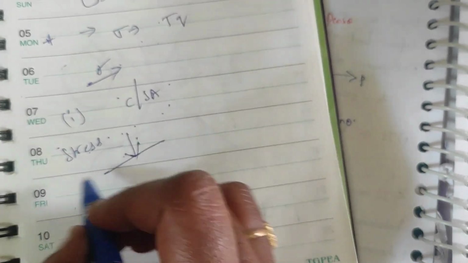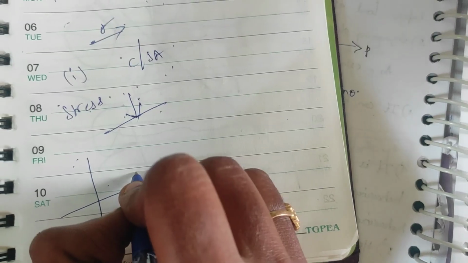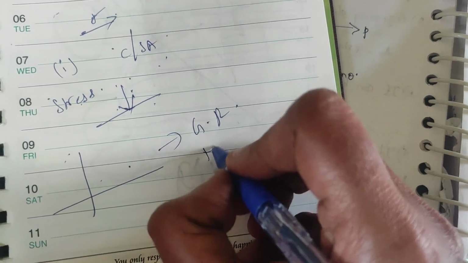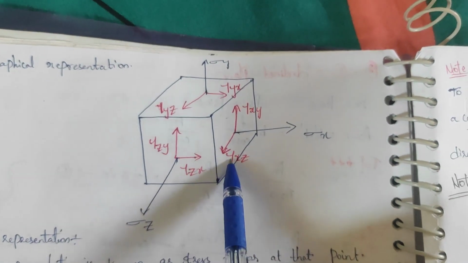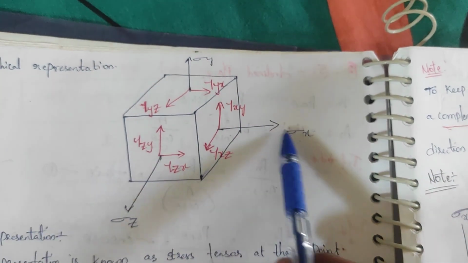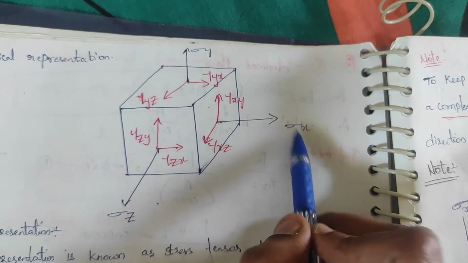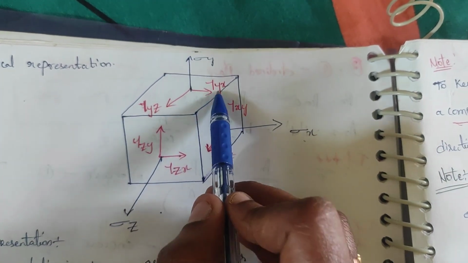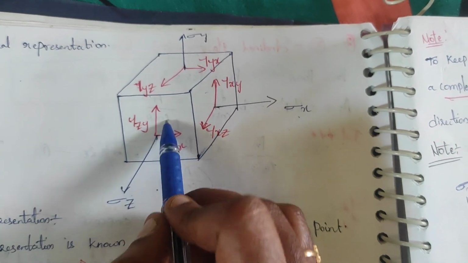And also stress at the point can be represented by the graphical representation and also the matrix representation. See, this is the graphical representation. Sigma x, sigma y, sigma z, in three directions it is there. And here sigma x, tau xy, tau xz. Here sigma y, tau yx, tau yz. Here sigma z, tau zx and tau zy.